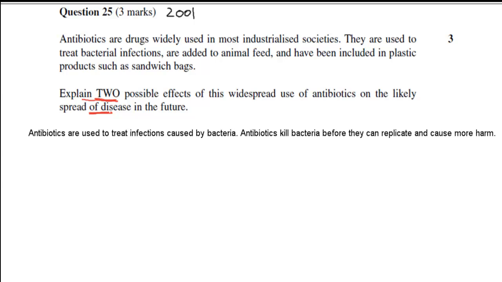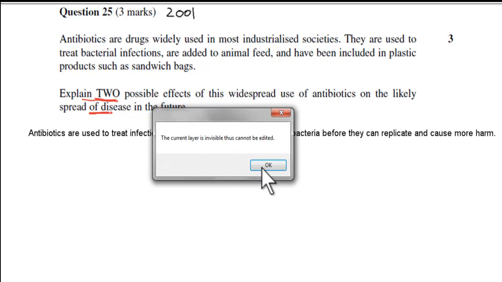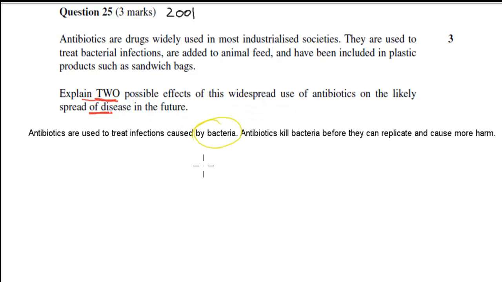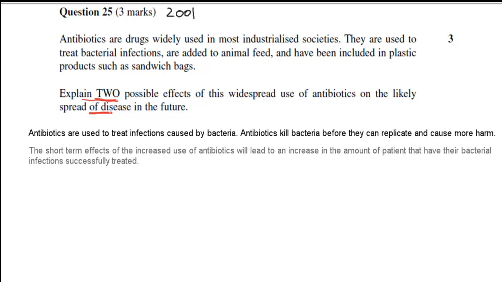First I wrote, antibiotics are used to treat infections caused by bacteria. That was the actual purpose of antibiotics. Antibiotics kill bacteria before they can replicate and cause more harm. That's basically just what they do. Then I wrote, the short-term effect of the increased use of antibiotics will lead to an increase in the amount of patients that have their bacterial infections successfully treated. Remember, this was one of the implications. That's a good implication. It means we treat more people successfully in the short term, at the beginning.